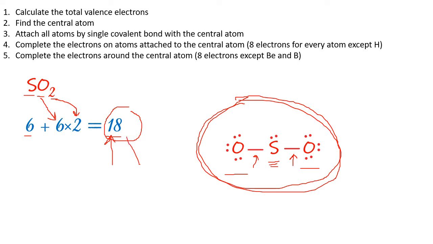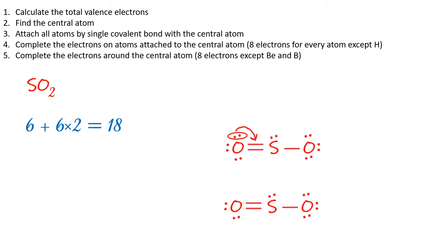But we don't have extra electrons here. From where will we give these 2 electrons? Now what happens? One of the oxygen atoms shares 2 electrons as a single covalent bond. Now the structure will be like this.